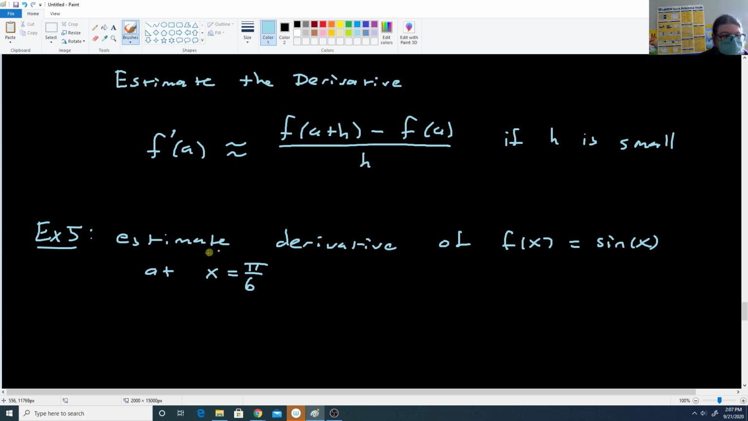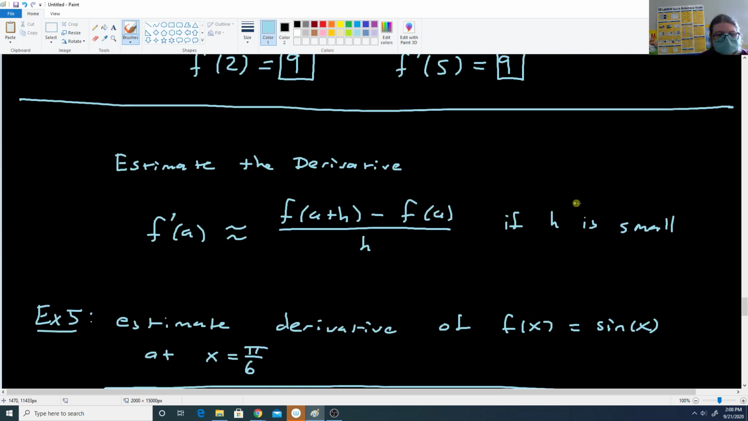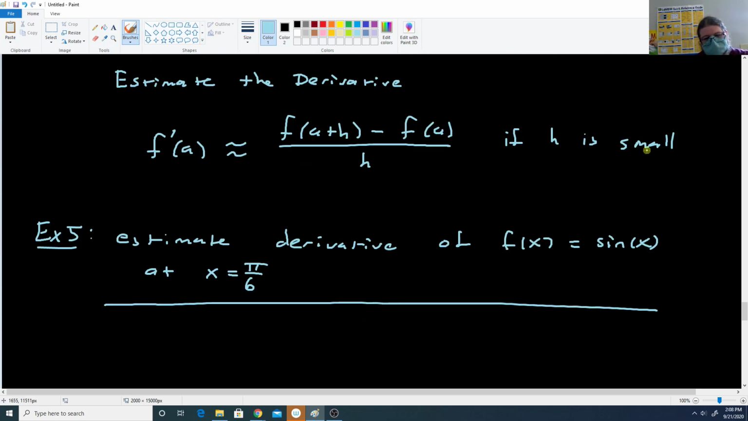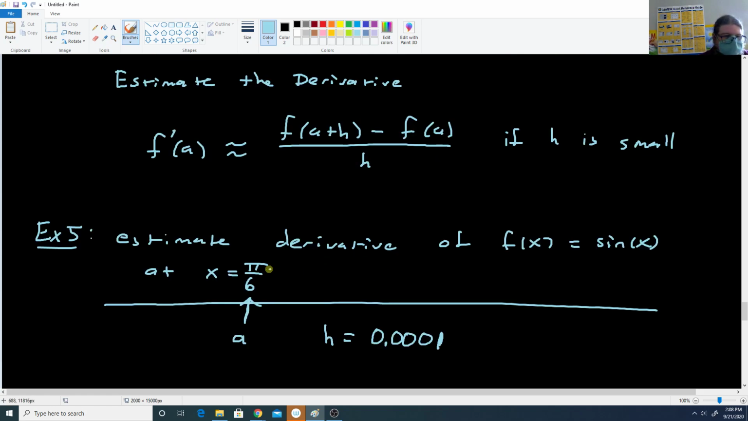A couple ways to do it. We're going to just say, let's choose a small value for h. And with most functions, the smaller you let h be, the more accurate your estimation is going to be. So let's choose a: a is going to be pi over 6. And then h is going to be the small distance that we scoot over from pi over 6. So let's make it 0.0001. So that's kind of small. We could make it smaller and get more accurate, but this should work for what we want.